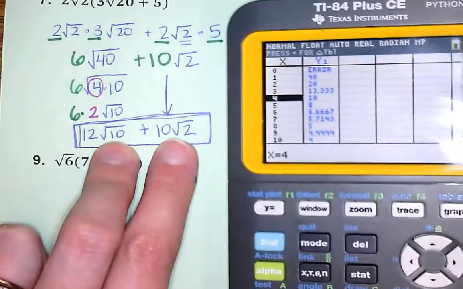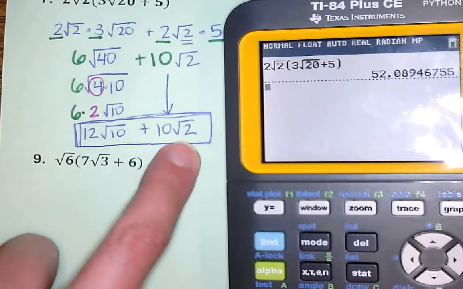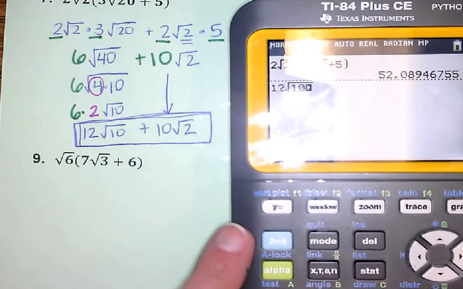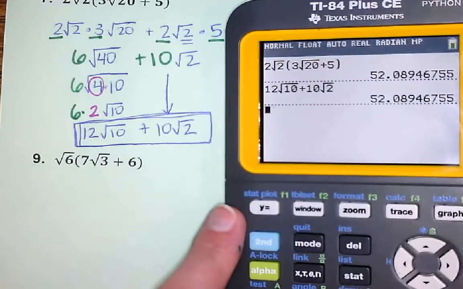So you cannot combine them. So that becomes 12 square root of 10 plus 10 square root of 2, which gives you the exact same nasty looking decimal. Do y'all feel good about that? Awesome. All right, so then for number 9, I want us to do the same thing.